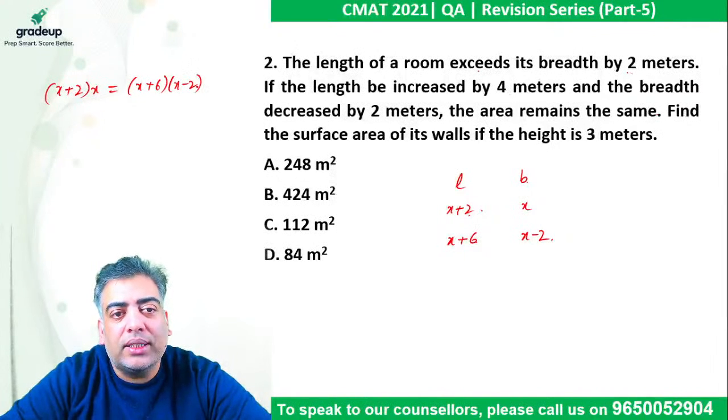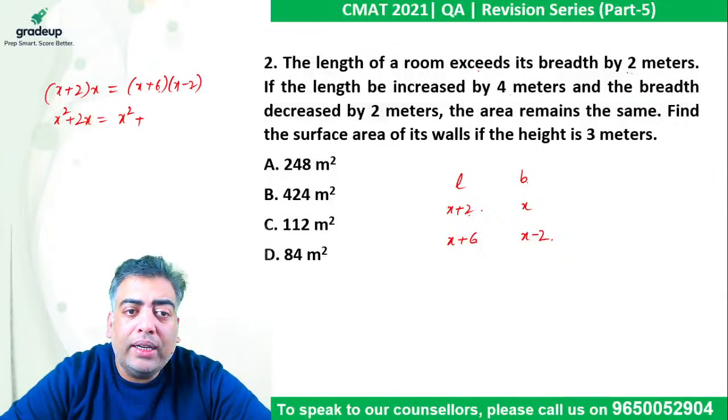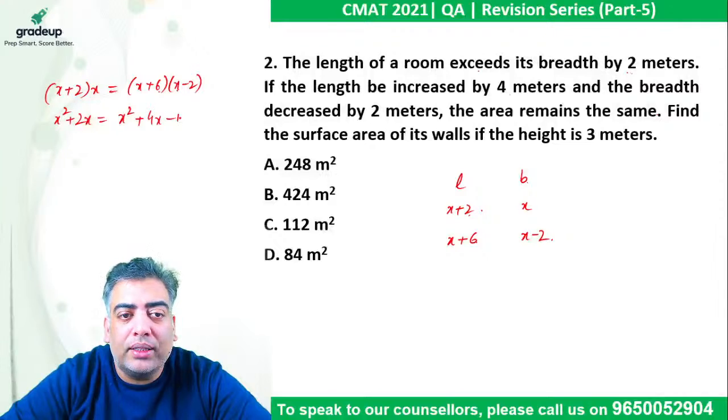Because it remained the same, we can equate the two values. So let's open it for the value of x. x square plus 2x will be equivalent to x square plus 6x minus 2x, which is 4x minus 12. This gets cancelled out. 2x comes out to be 12, x comes out to be 6.